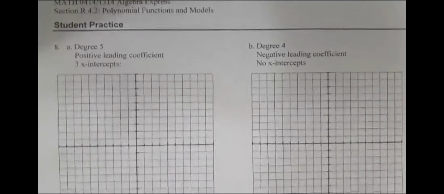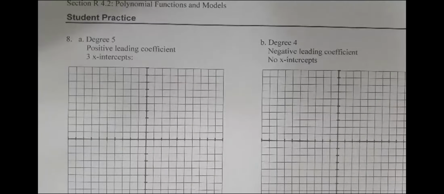And so here's some student practice. So hopefully you're trying these out on your own. Degree 5 with positive leading coefficient and 3 x-intercepts. Okay, so degree 5, when I think about degree 5, I look at, is that odd or even? It's odd, so this should look like a line. It's got a positive leading coefficient, so it should look like a positive line. So it should be going out there from the bottom.